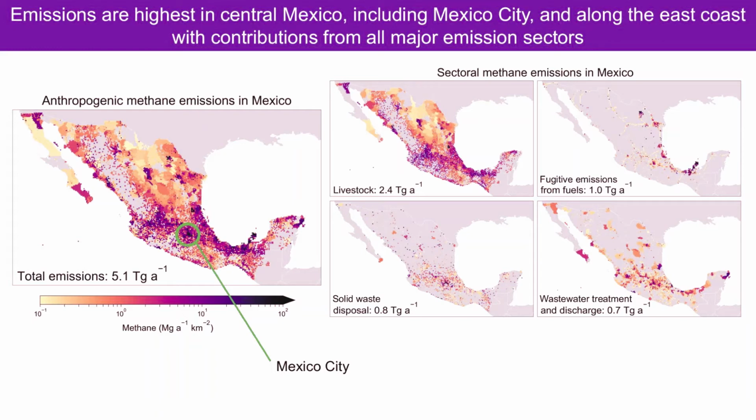And some major takeaways are that in Mexico City, we have the highest emissions, as expected, given the large population center. But we do note that there are large contributions from all major sectors, which I'm showing on the right, in this region. And in general, we see the highest emissions in central and eastern Mexico, where we have these large contributions from all sectors. It's not just one emission sector that dominates emissions in a given region.